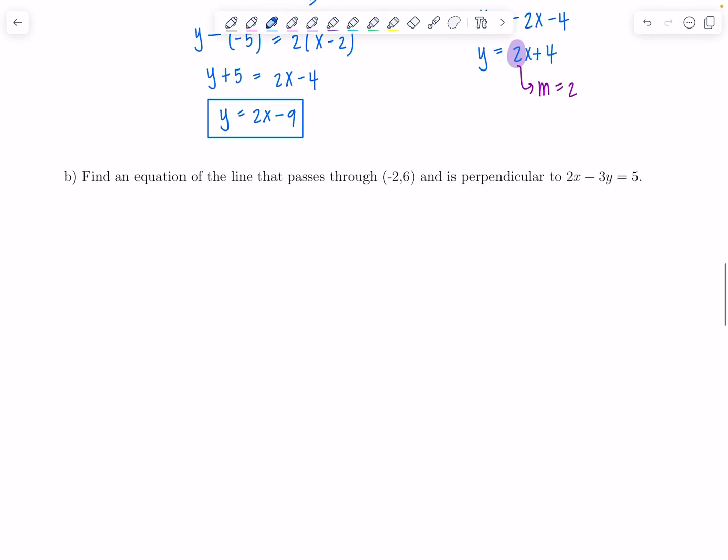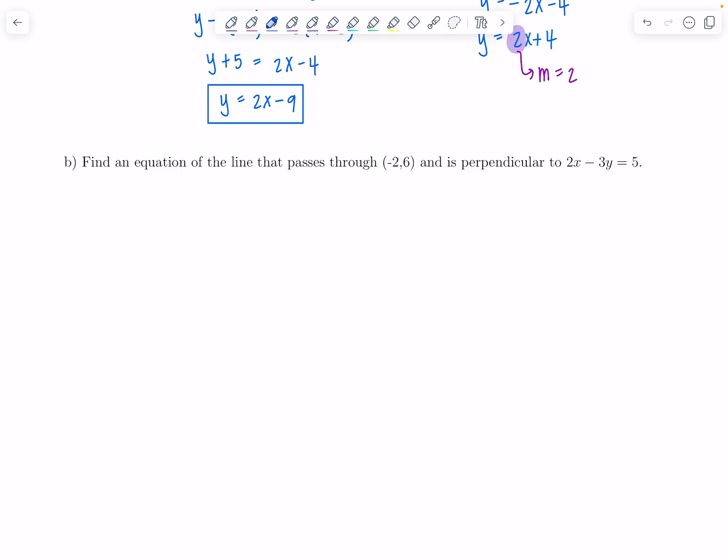Find an equation of the line that passes through (-2, 6) and is perpendicular to 2x minus 3y equals 5. So again, we're going to use point slope form to write the equation of the line. They gave me the point, so I have x1, y1. Here's my x1, here's my y1. I need m. How do I get m? They told me this time it's perpendicular to this line. So let's figure out what the slope of this line is first.